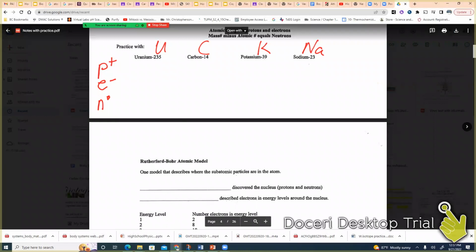So it has an atomic number of 92. So that means it has 92 protons. And because it's neutral, it also has 92 electrons. And then to get my neutrons, I would take my mass number, 235, subtract my atomic number, 92. And that difference, 143, that would be how many neutrons I had. So I put out the little calculator. Some people's minds are too tired to do that.